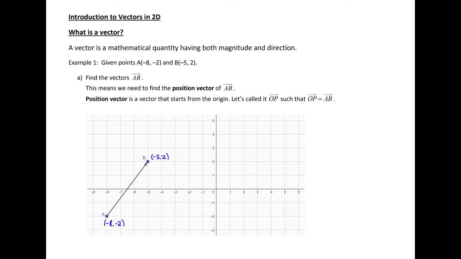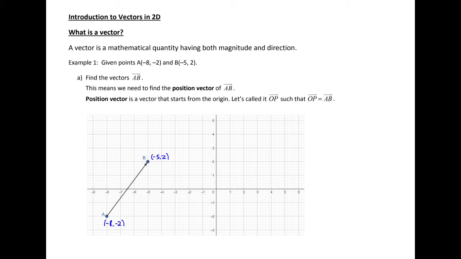However, whenever we represent a vector, we always represent the position vector. That means we have to find position vector AB, which means we have to move the tail of the vector at point A to the origin (0, 0). At the same time, we're going to look for the new location of the head, point B.